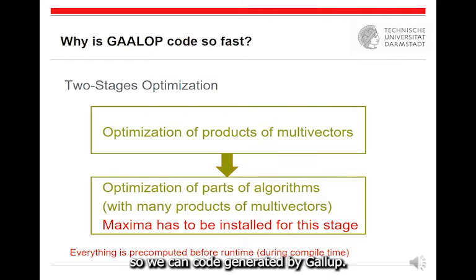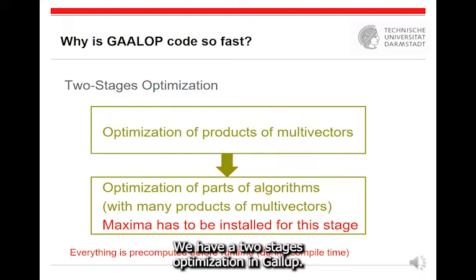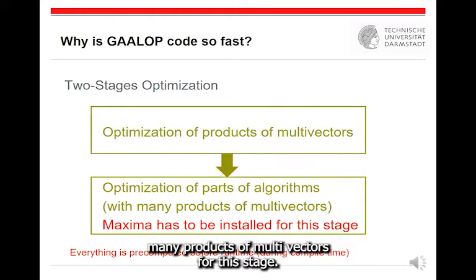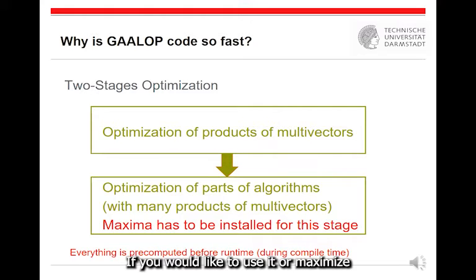So why can code generated by Gallop be very fast? We have a two stage optimization in Gallop. The first is to optimize one product of two multivectors, and we also have an additional stage in order to optimize parts of algorithms, including many products of multivectors. For this stage, if you would like to use it, Maxima has to be installed.